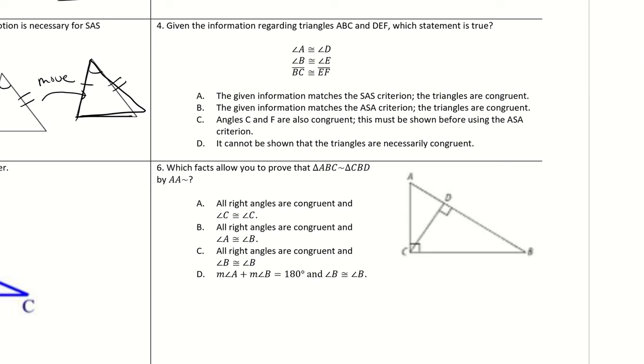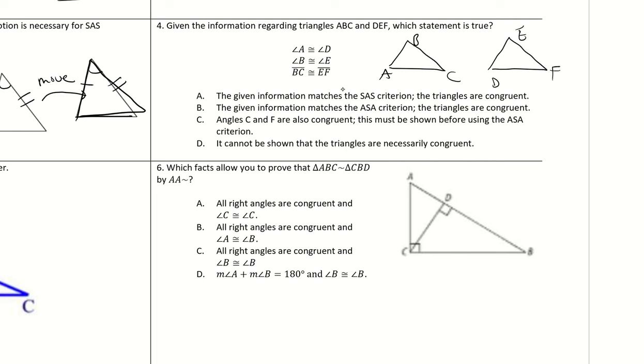All right, so number four, given the information regarding triangles ABC and DEF, which statement is true? Okay, so it's better to actually draw the situation. So let's do a visual. So given the information, this is triangle ABC. It doesn't matter how you draw it, it's just a visual. ABC, and then the other one was DEF.